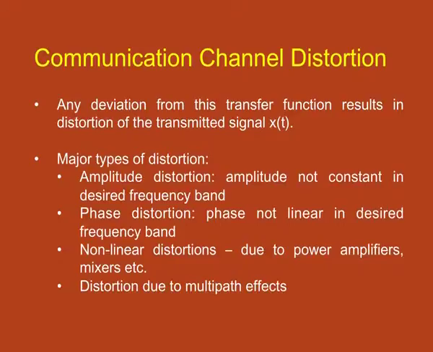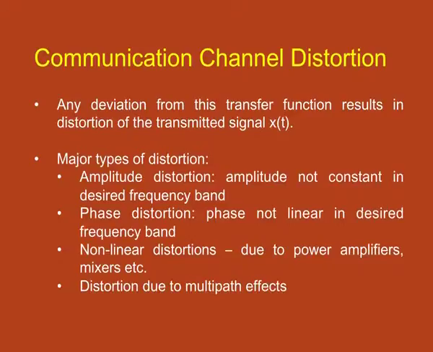The major types of distortions are amplitude distortion. Amplitude distortion is caused whenever amplitude is not constant in the desired frequency band. Then there is another kind of distortion, phase distortion. If the phase response is not linear in the desired frequency band, it will lead to phase distortion.